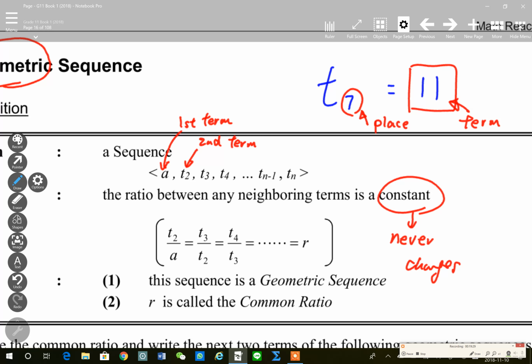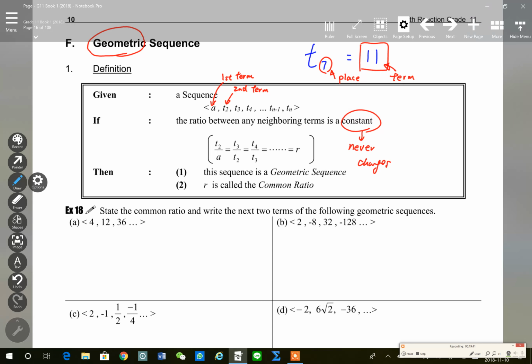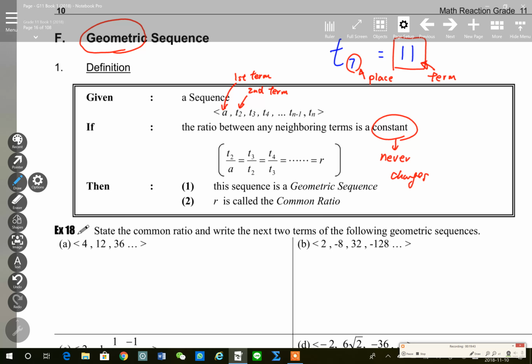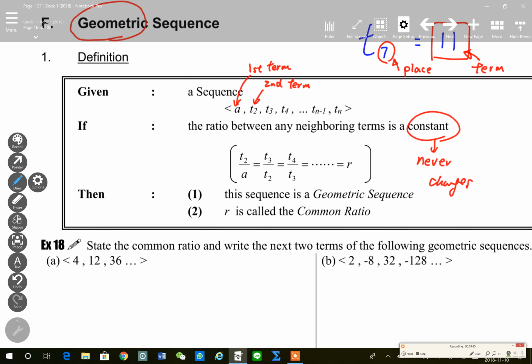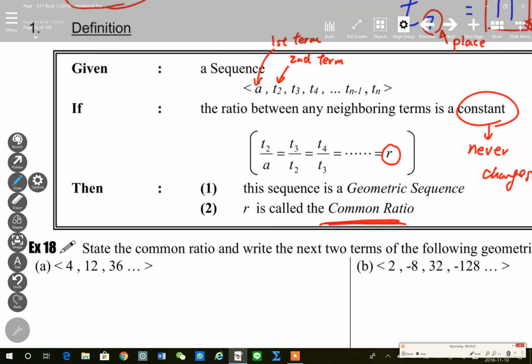Because they are both numbers, it's easy to mix up. One is called the place, the other one is called the term. Term and place, very different meaning. So if they all divide and get the same number, that number is called the common ratio. It's over here, the number that's always the same when you divide.